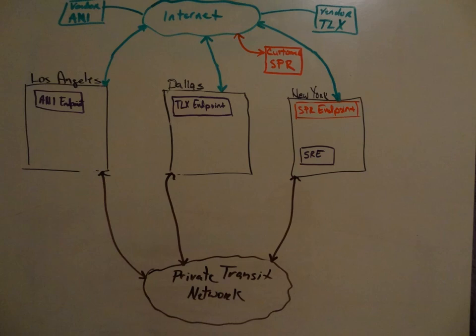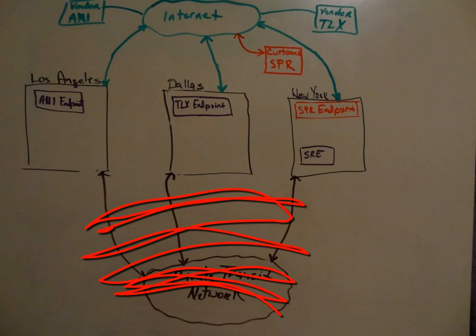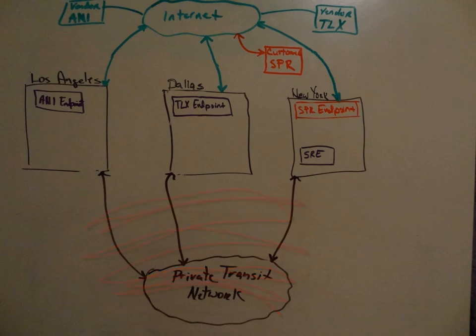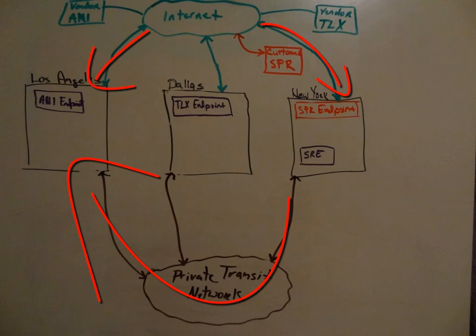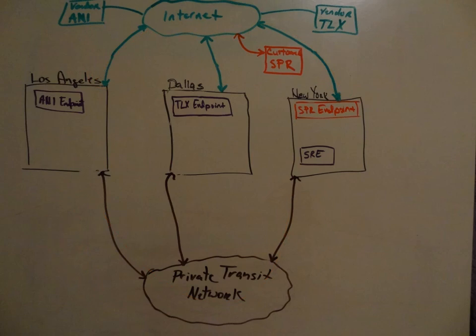Now, the whole point of zoned routing is to allow you to skip having to traverse your private transit network. In our previous example, we had to ingress an internet connection, traverse the private transit network, and then egress the internet connection on the far end. What zoned routing allows you to do is to effectively cut out traversing the private transit network. And we'll see how it does that shortly.